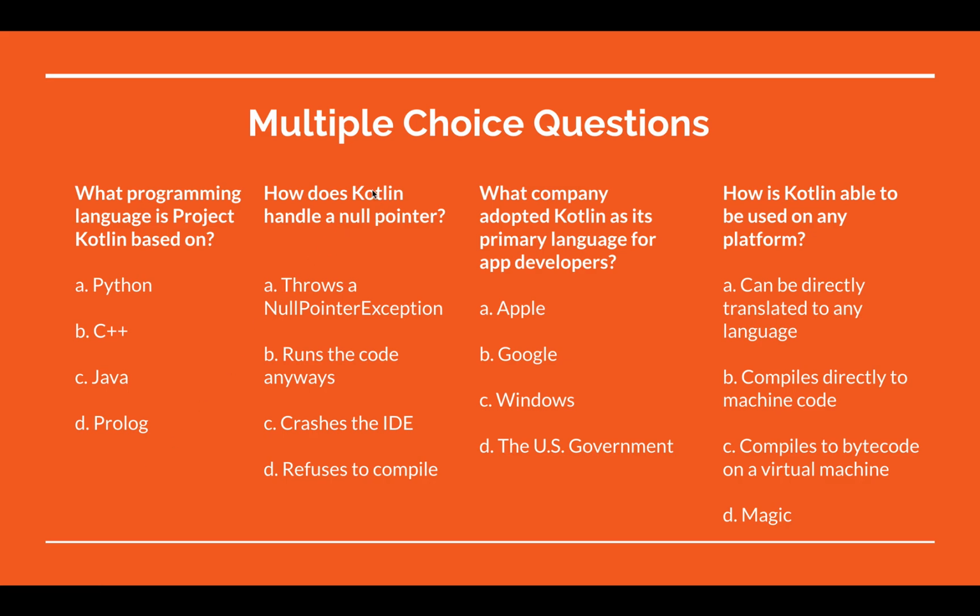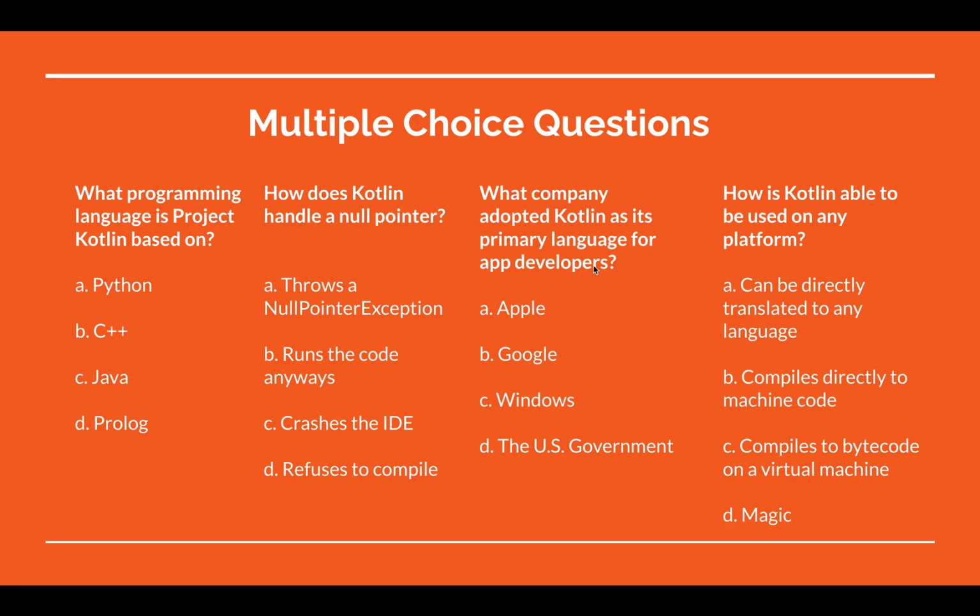How does Kotlin handle a null pointer? So in Java, it would throw a null pointer exception. However, as I pointed out in one of the earlier slides, when Kotlin is dealing with a null pointer, it will just completely refuse to compile. So the answer is D. It will not even compile if it detects that a null pointer exception will be thrown.